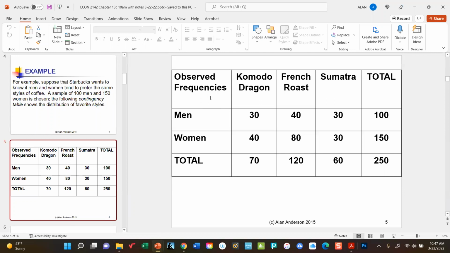Now, if we are unable to reject the null, by the way, it simply means that there's no relationship between flavor preferences and genders. It's the same for both. If we reject the null, it means that there's a tendency for women to prefer different flavors than men. And obviously Starbucks needs to know that because it helps them decide how to market their products.